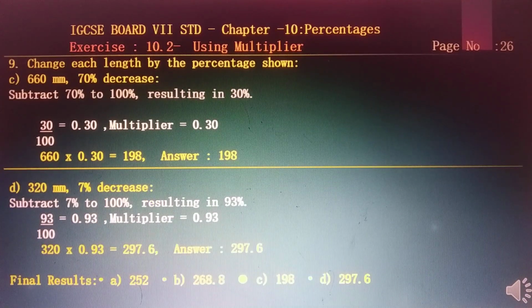And question C and D also the same way. We are getting final answers: A 252, B 268.8, C 198 and D 297.6.